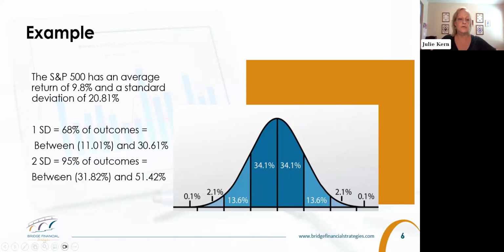As an example, the S&P 500, if we look at the very long-term 98-year average, it's 9.8%. And its one standard deviation is 20.81. The S&P 500, if you don't know, is just the 500 largest U.S. companies.